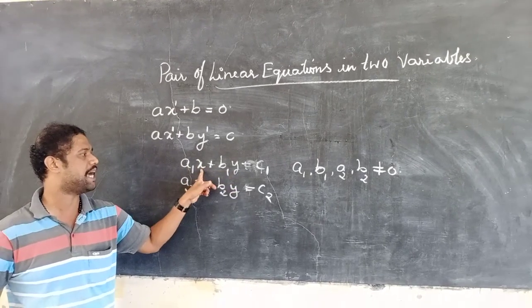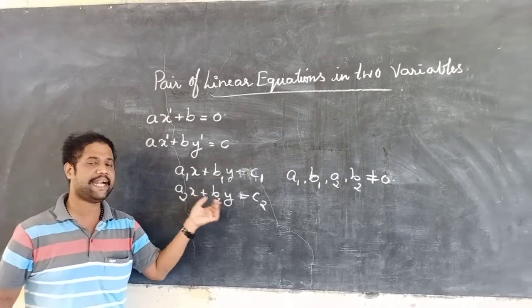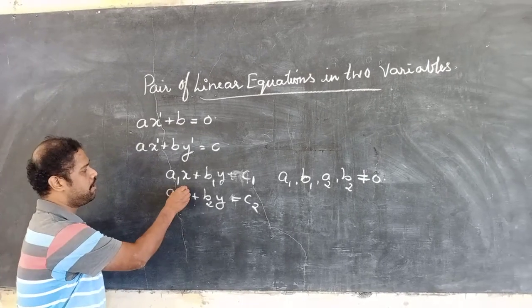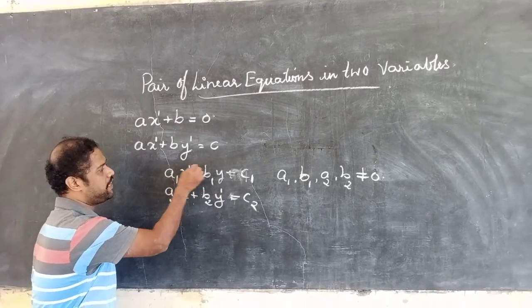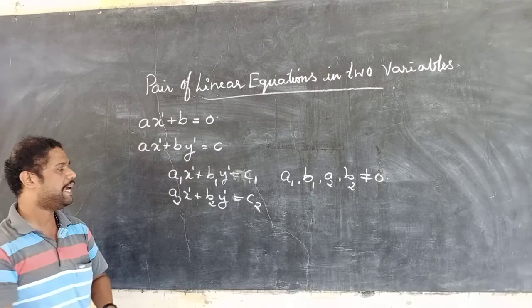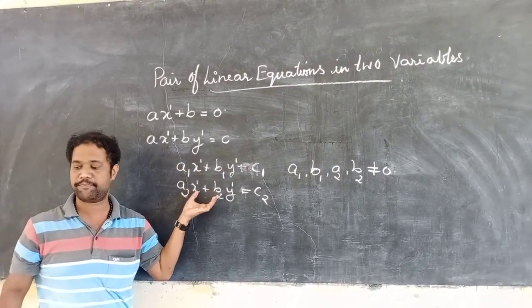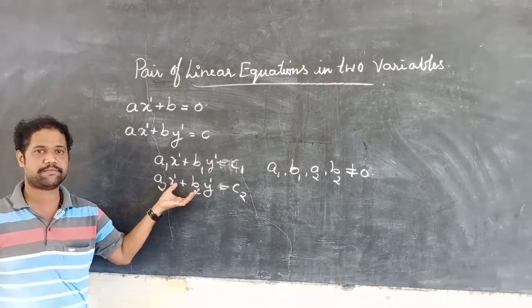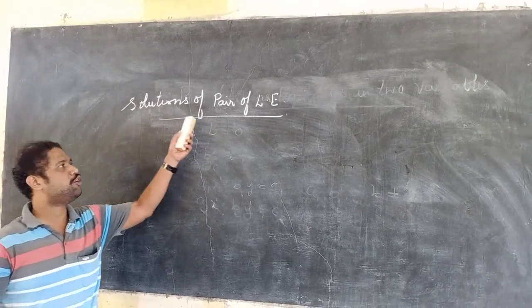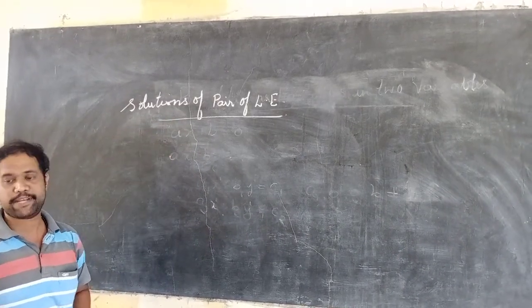The two variables are x and y here, and the highest power, that is the degree of the equation, in both the equations is equal to 1, and this is called the pair of linear equations. Now we can see the solutions of the pair of linear equations.